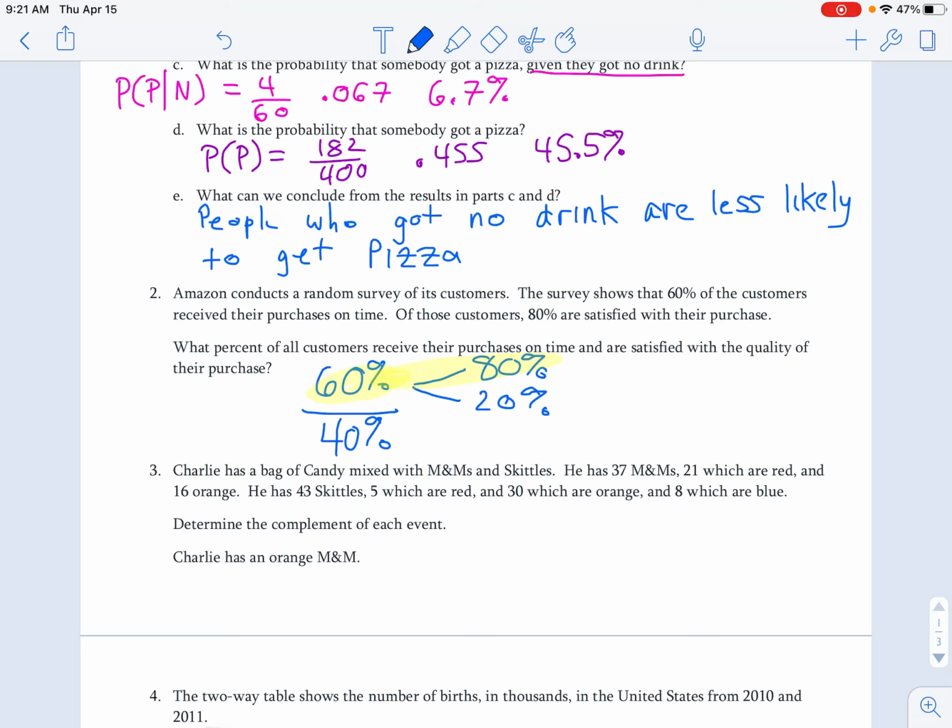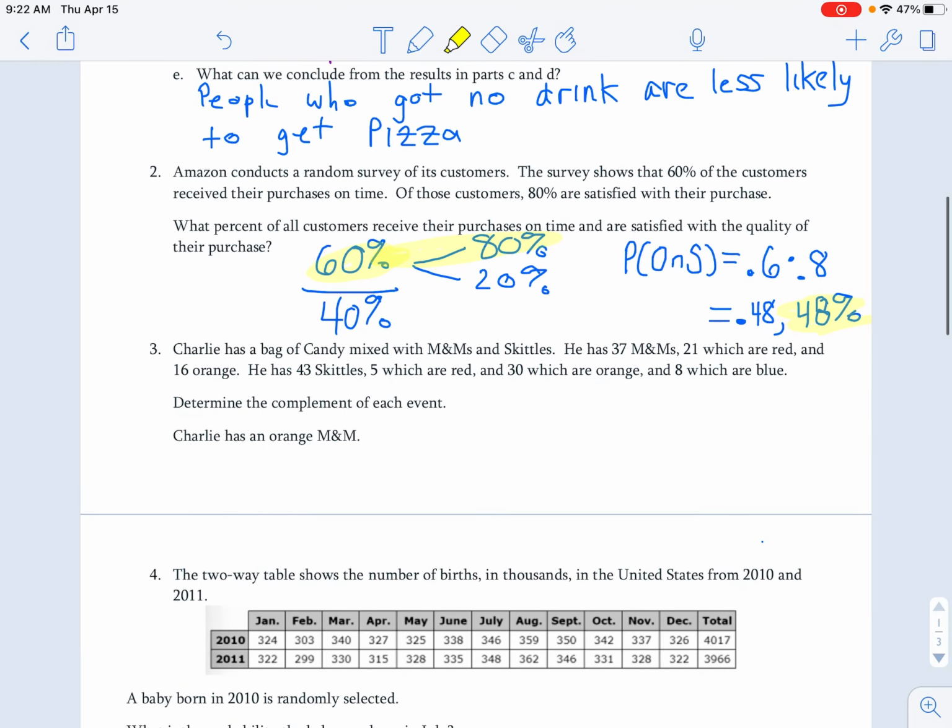We've got to multiply these percentages together. So the probability of on time and satisfied is 0.6 times 0.8, which as a decimal is 0.48. As a percentage, you multiply by 100, so it's 48%. In this problem, you just take them as decimals and multiply them together. 48% of all customers received their package on time and were satisfied. And that's that problem. Then one more problem for this video.